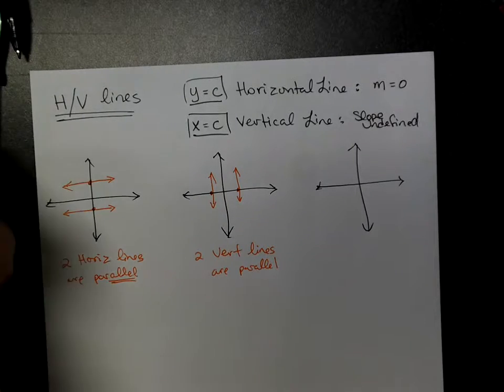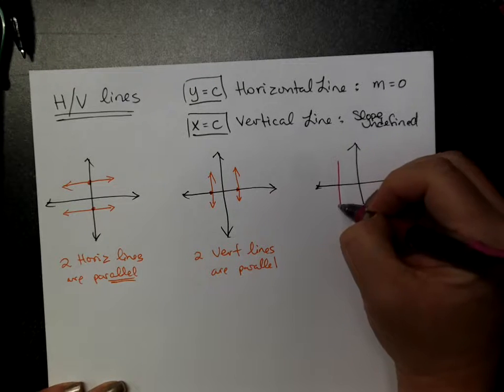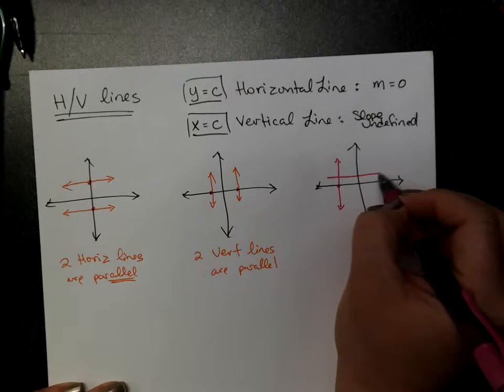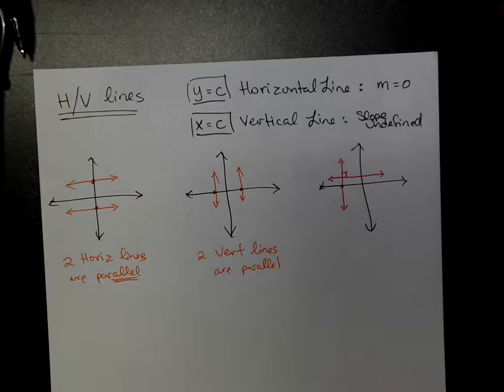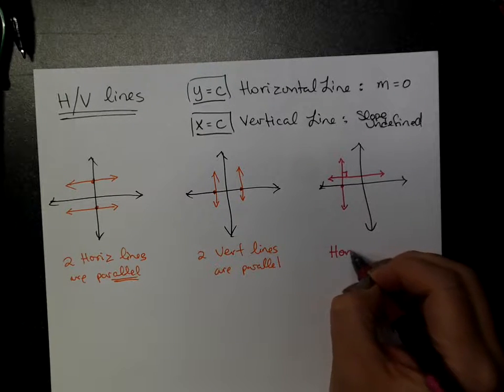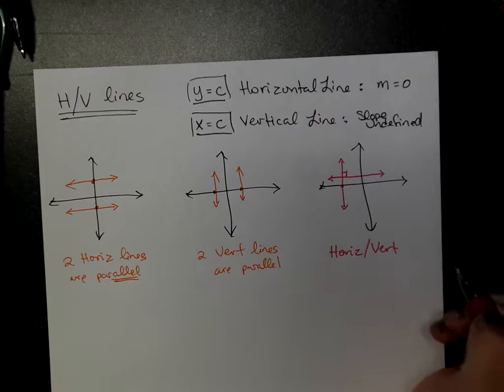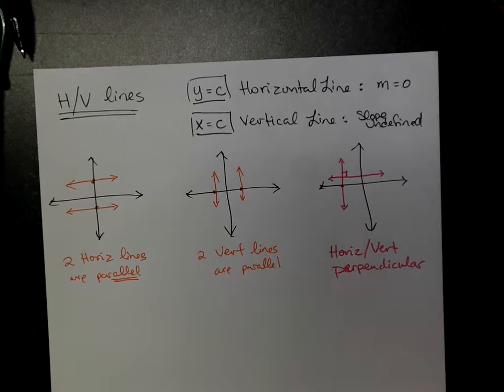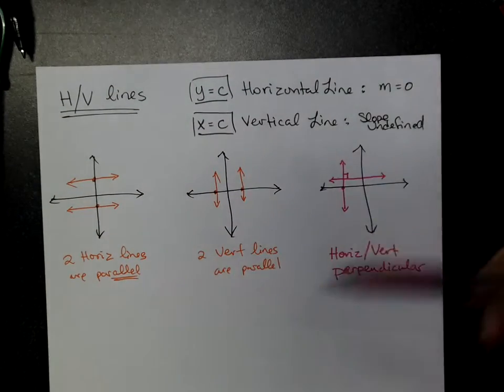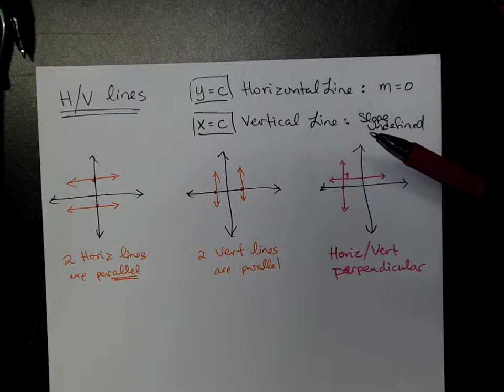Now, what if you have a vertical line and a horizontal line? Obviously, they intersect. But not only that, it's like the corners of a square: one perfectly vertical, one perfectly horizontal. They will be perpendicular. So a horizontal and a vertical line are always perpendicular to each other. This set of information is all you need to know to write any equation of a horizontal or vertical line. You just have to be able to interpret the clues that you are given.